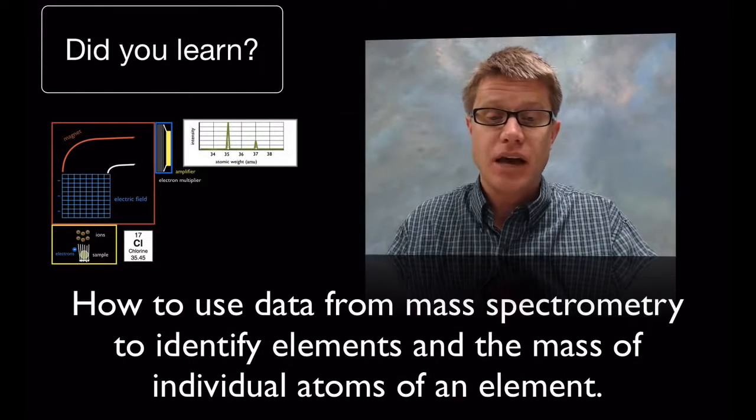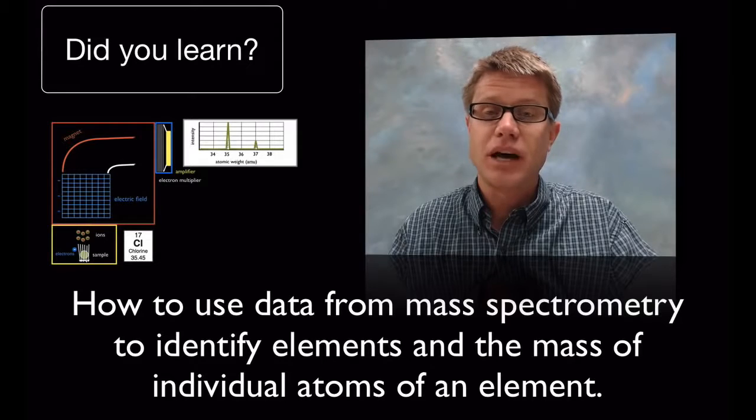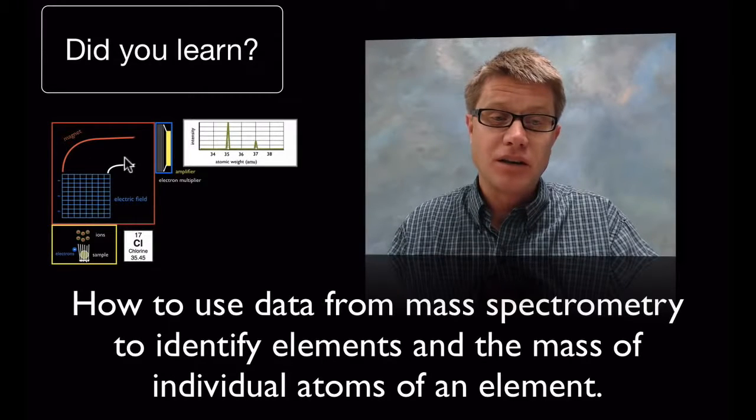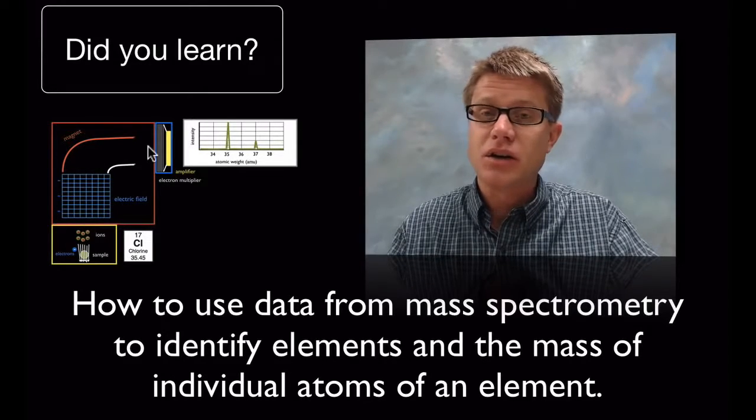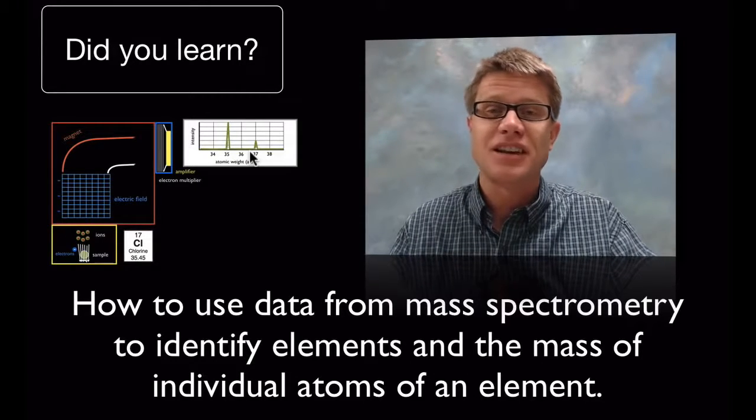And so did you learn this? How to use data from mass spectrometry to identify elements and mass of individual atoms in an element? Remember, it all ends up on that curve. And if you can make the curve or not is going to be based on your mass. We can look at a spectrum from that to figure out their abundance, and I hope that was helpful.